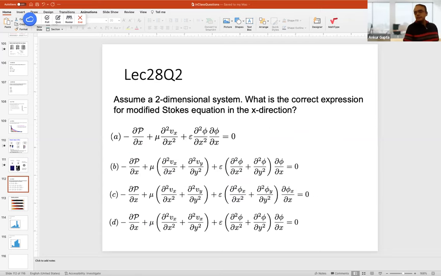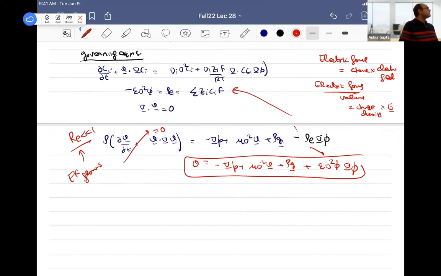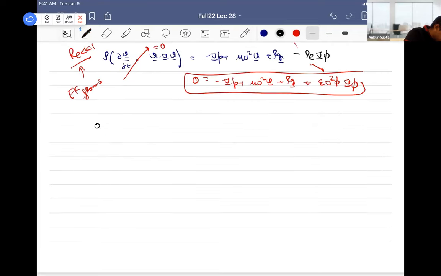All right, let's get started. It's 12:51. So the objective is to find the electroosmotic velocity.